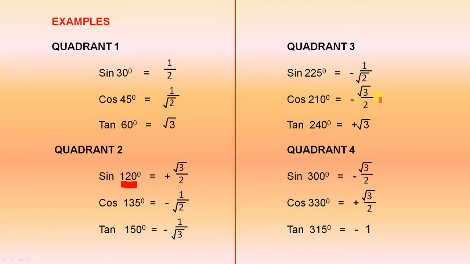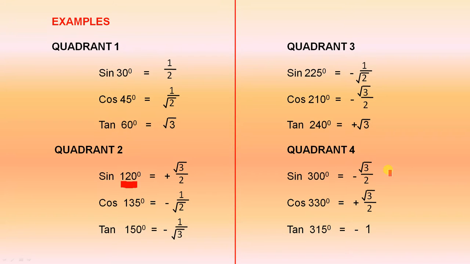Cos of 210, that's the same as minus cos 30, because that's 30 past the 180 degree line. So it's minus cos 30, which is minus root 3 on 2. And tan of 240, that's actually the same as tan 60, because that's 60 degrees past the 180 degree line. And because tan is positive in the third quadrant, it's plus the square root of 3.